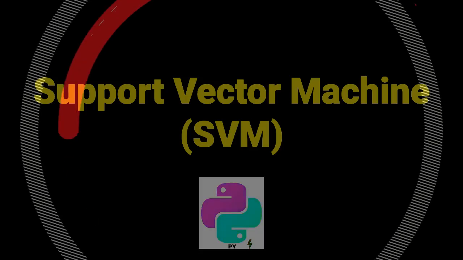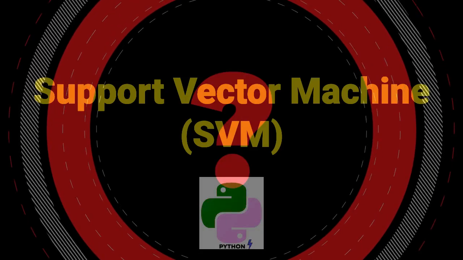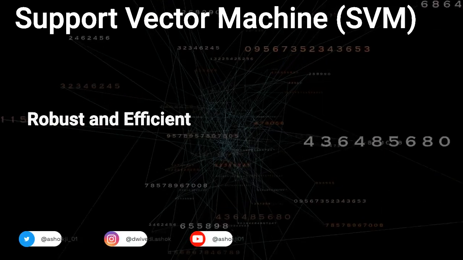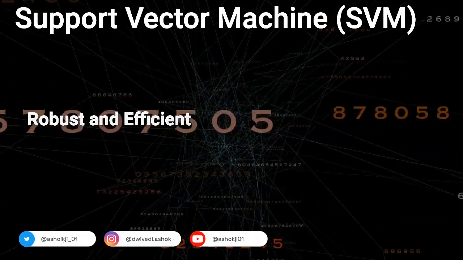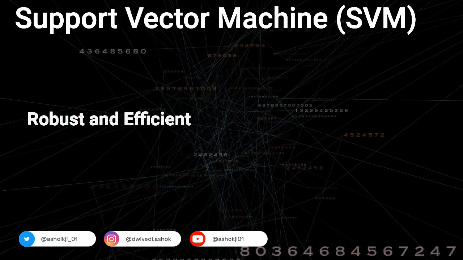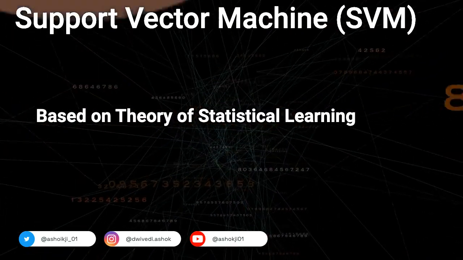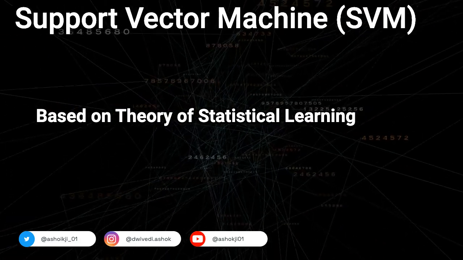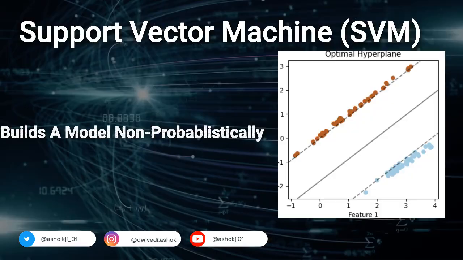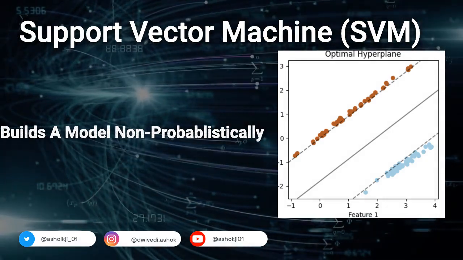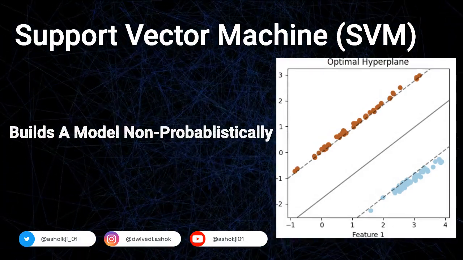In this tutorial, I will explain support vector machine theory and implementation in Python programming. Support vector machines are known to be one of the most robust and efficient prediction algorithms. The SVM algorithm was developed on the framework of statistical learning theory proposed by Vladimir Vapnik. The SVM training algorithm builds a model that assigns new samples to their appropriate category non-probabilistically.